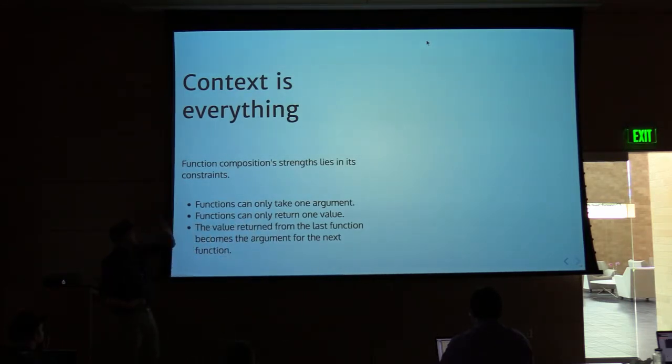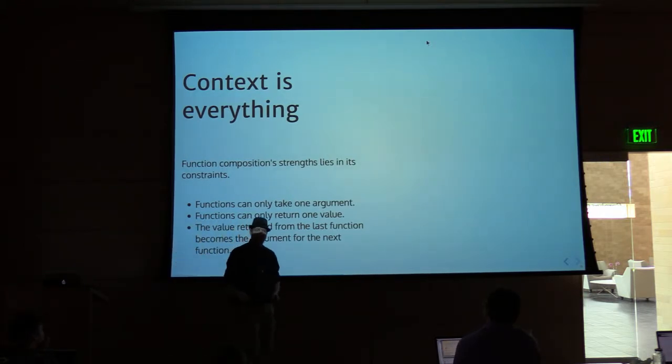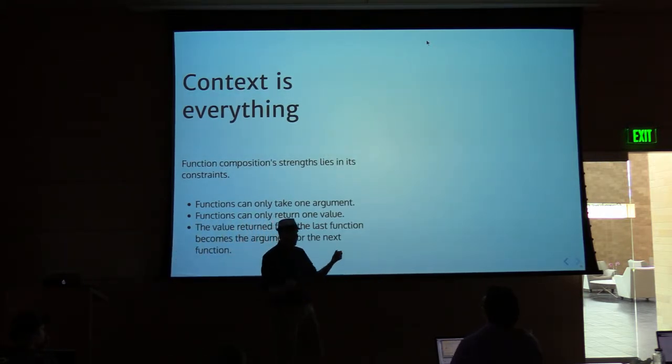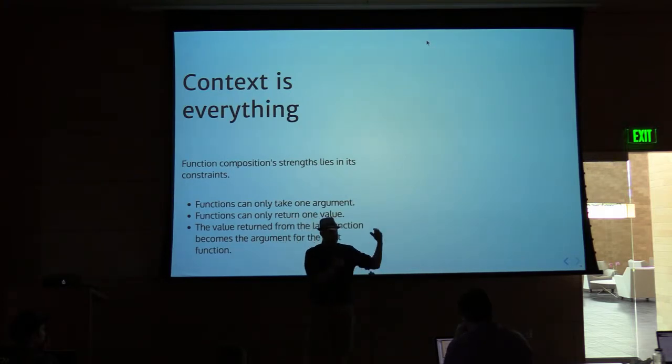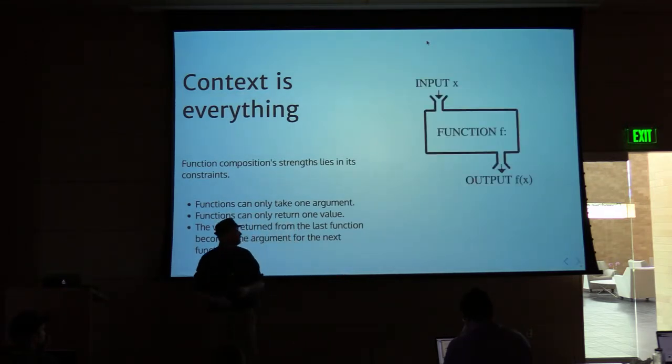So in this new world order, functions can only take one argument. They can only return one argument, and the value returned from the previous function that was just executed inside of a composition becomes the argument for the next function. And this is why we call it pipe. Because it's like fitting pieces of pipe together. As the water flows through the end of one, it flows into the beginning of the next. Like a pipe.